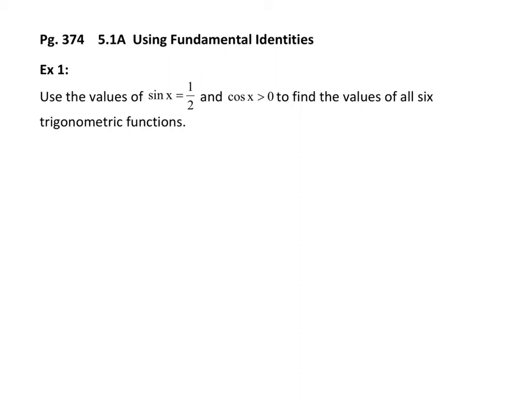Use the values of sine of x equals a half and cosine of x is greater than 0 to find the values of all 6 trig functions. Okay, what's going on here? Well, sine is opposite over hypotenuse. Cosine is adjacent over hypotenuse. Well, we know that hypotenuse is always positive. And here it says that cosine is greater than 0, so that indicates that adjacent must be positive then.